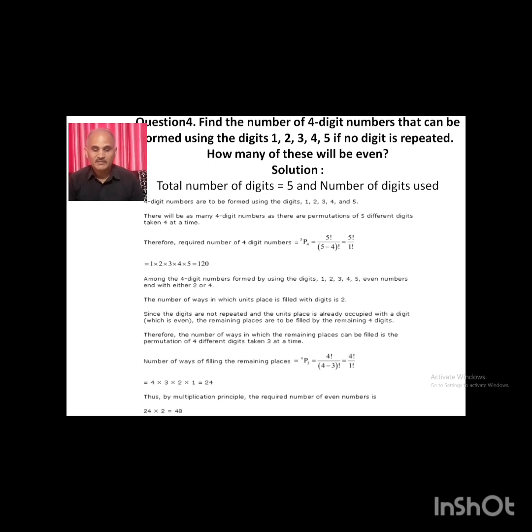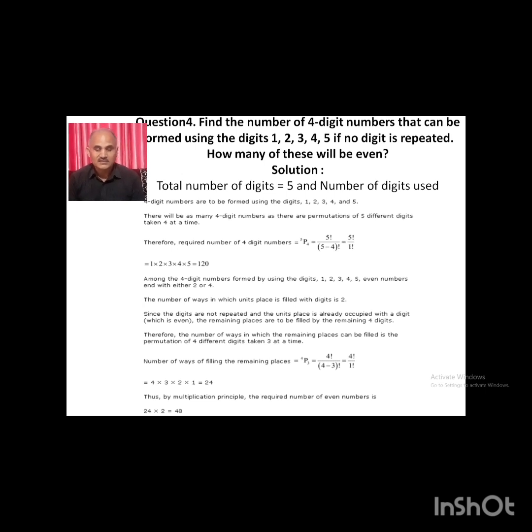Similarly, suppose you have ABC, you have to write the number of permutations for ABC. How do you write it now? You write ABC, ACB, BAC, BCA, CAB, CBA. So the total number of permutations is 6. This way we can write the number of permutations of any particular digits. I hope you understand this.